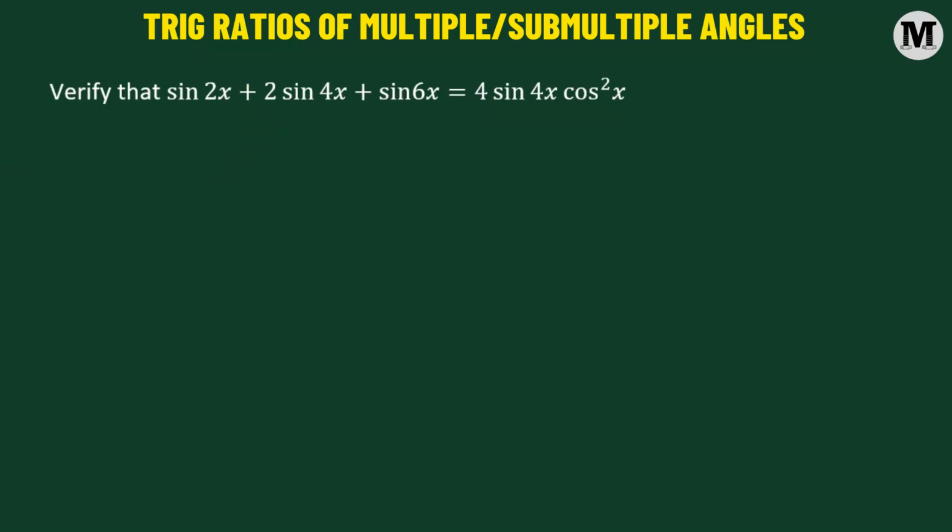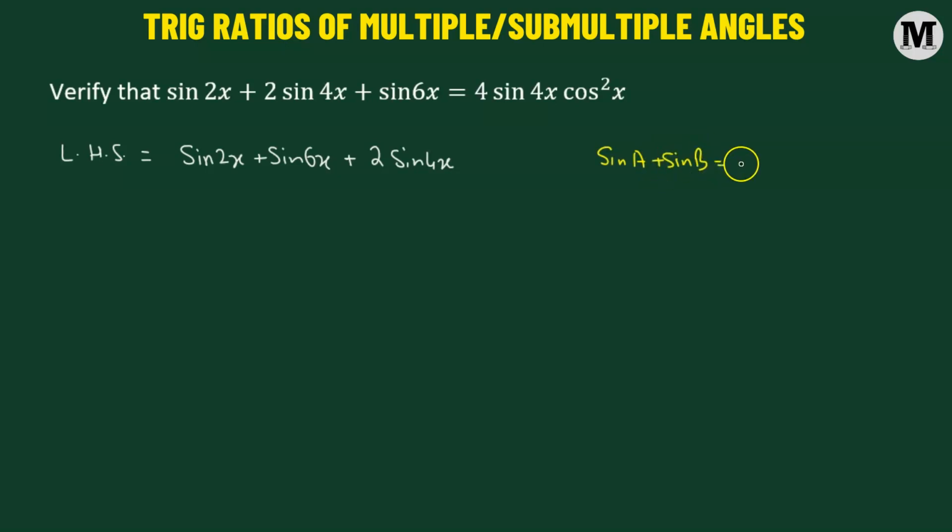Verify that sine 2x plus 2 sine 4x plus sine 6x equals 4 times sine of 4x times cosine squared x. We will start the problem from the left hand side. So here let's start by adding sine 2x with sine 6x first. And we have the third term, that's 2 times sine of 4x. Now here sine 2x plus sine 6x can be added by using sine A plus sine B.